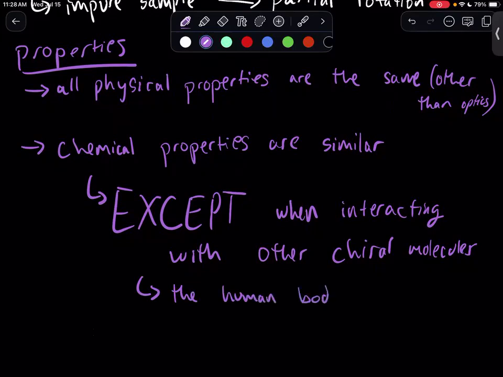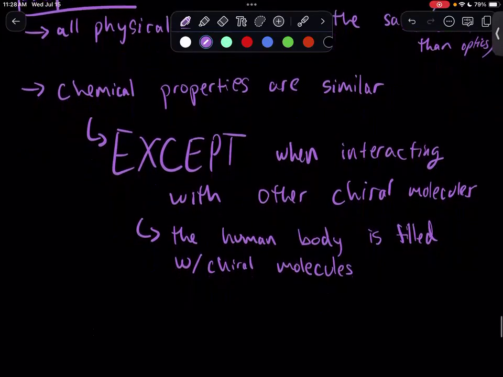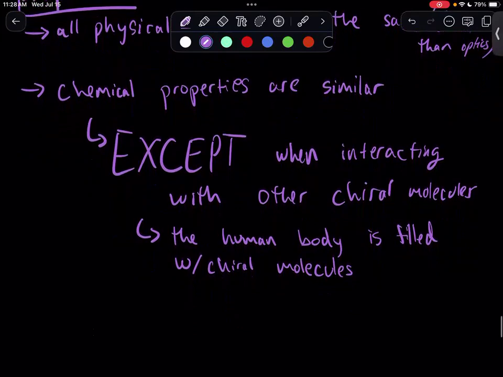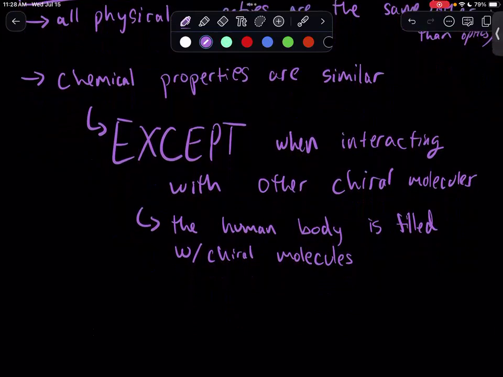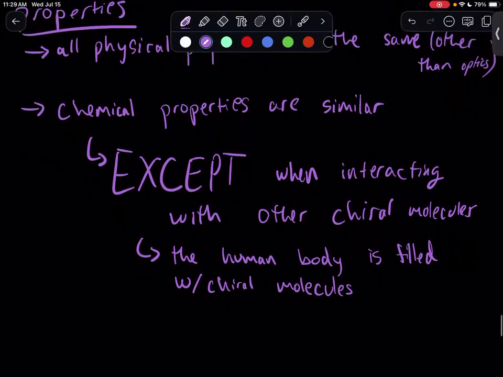The human body is filled with chiral molecules that interact. When you are smelling something, things like fragrance, your olfactory senses are filled with chiral molecules, meaning enantiomers smell different. Your body breaks down chemicals differently based on whether they are an enantiomer of one kind or another. So it's very important to know that these chiral centers and these chiral carbons can have very different properties in our body, something that we actually utilize in science and medicine all the time.